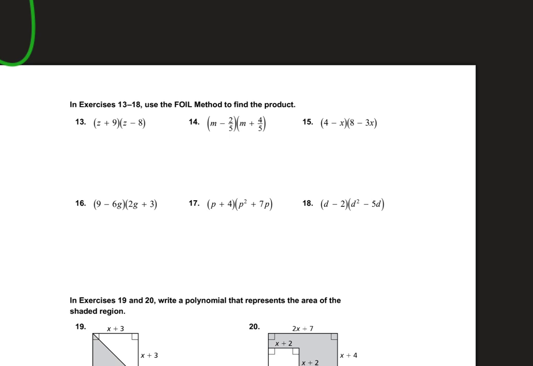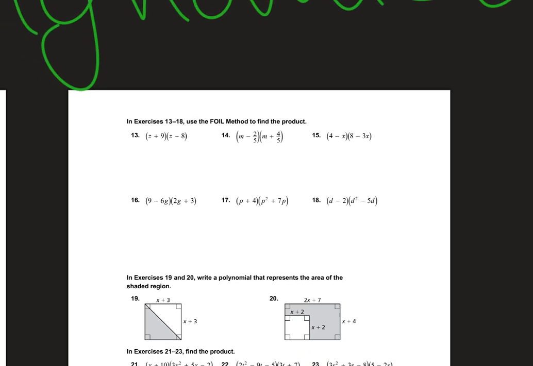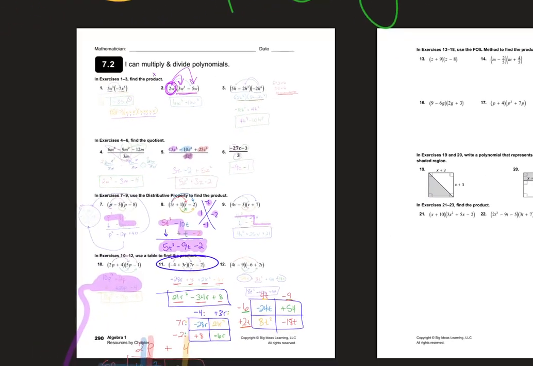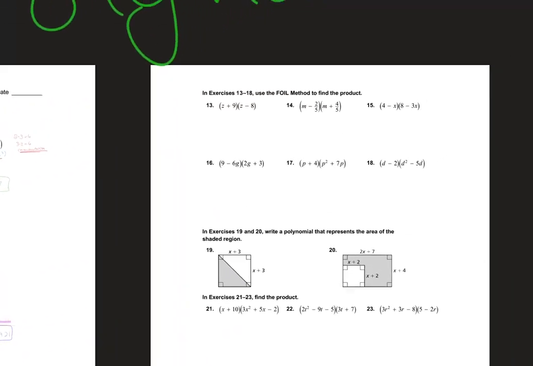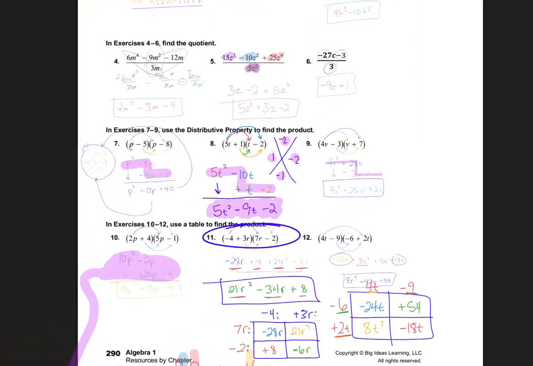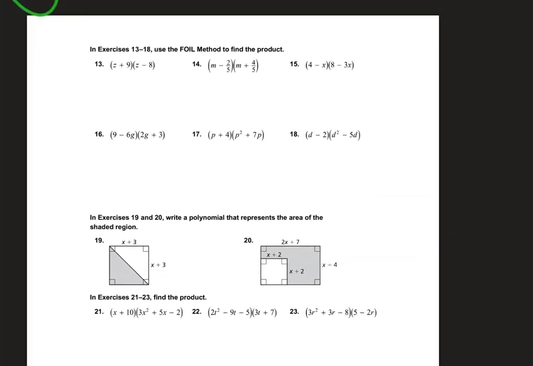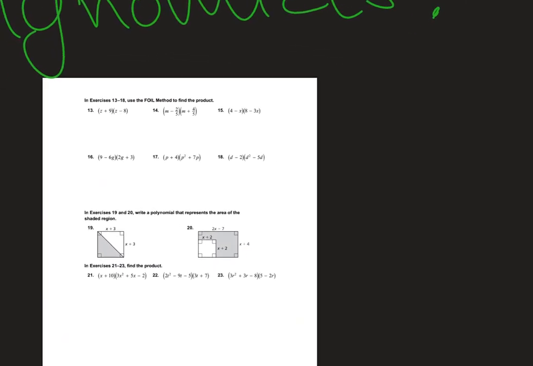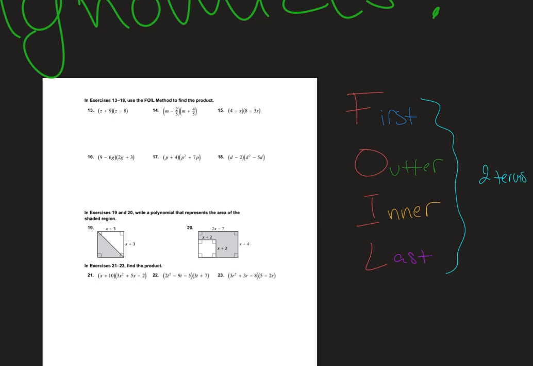And now it says use the FOIL method to find the product. Well, here's where I go, y'all: if you can do the distributive property, you don't need our friend Mr. FOIL. However, if you find the distributive property to be kind of funky, then do FOIL or do the table. Again, these are just different approaches. FOIL stands for: you do the first 2 terms, the outer 2 terms, the inner 2 terms, and the last 2 terms.